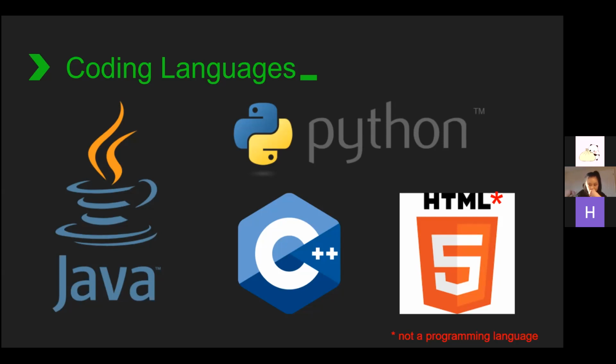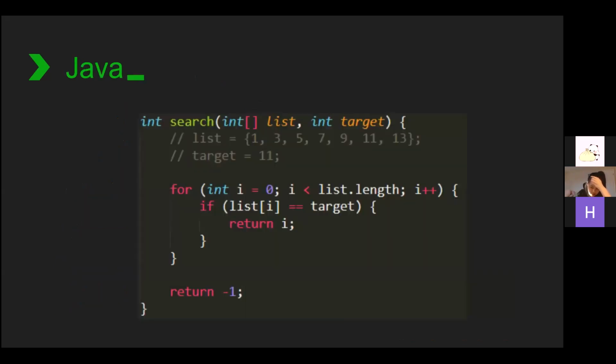So let's compare three of the more popular programming languages: Java, Python, and Go. I won't be delving too much into the code, but if you would like me to go over how the code works, feel free to ask me during our Q&A portion. So here's the code to solve our problem of locating the target number in a list in Java.